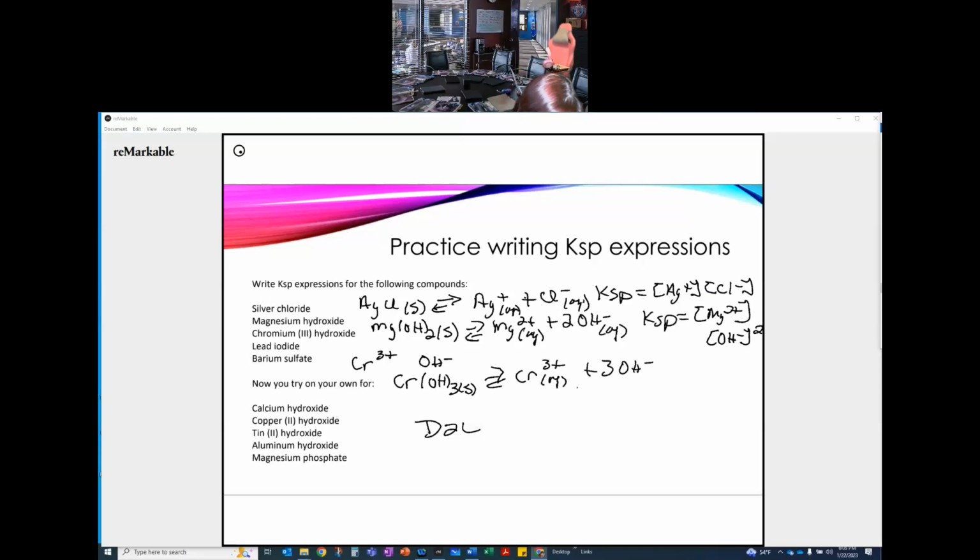That Ksp is then going to equal Cr3+ times OH- to the third. Okay, so that's how we come up with that one. Now, again, I'm going to put these on D2L for that set. When we talk about lead iodide, lead is a Pb2+.